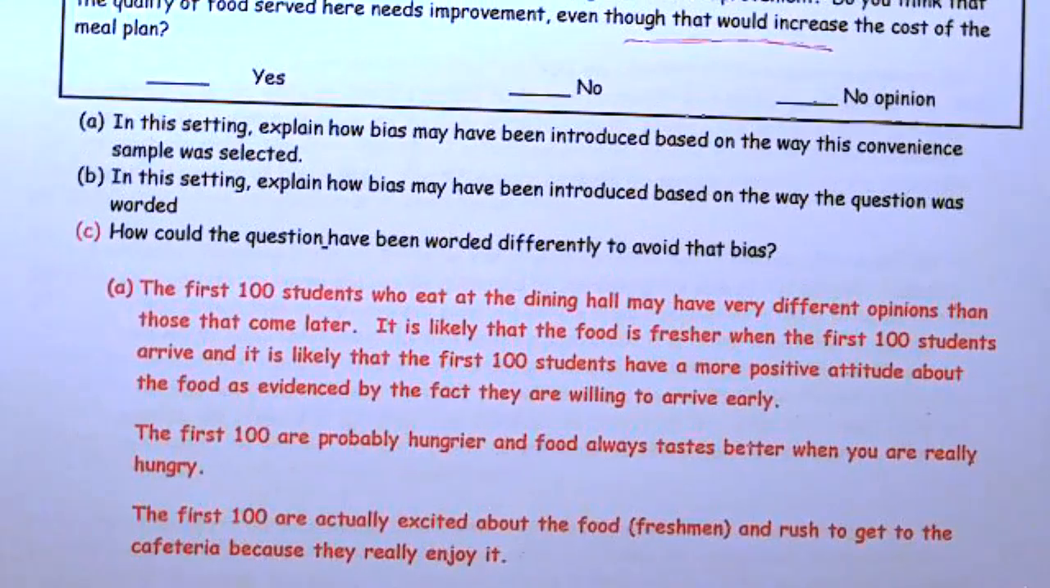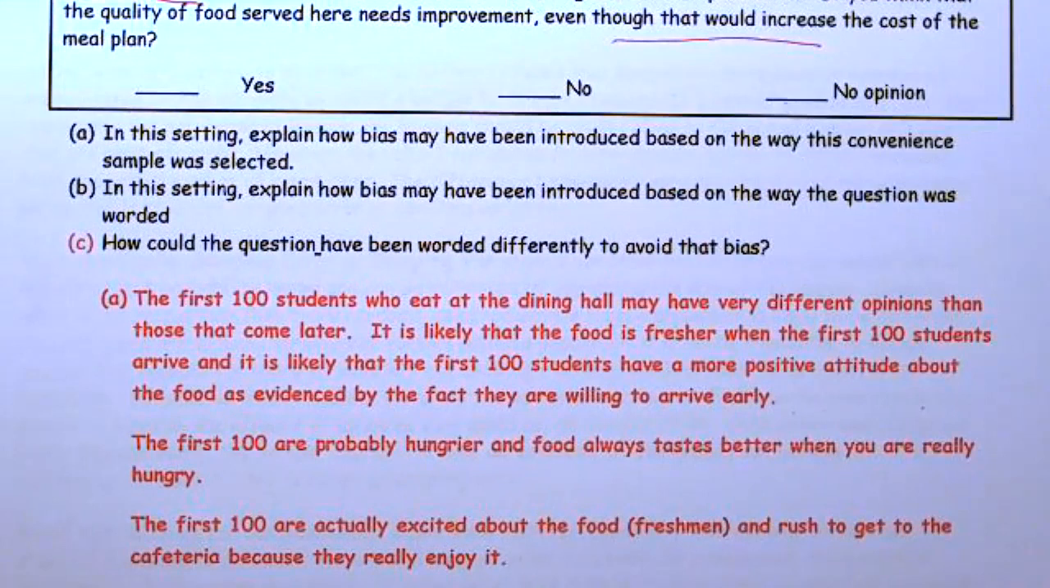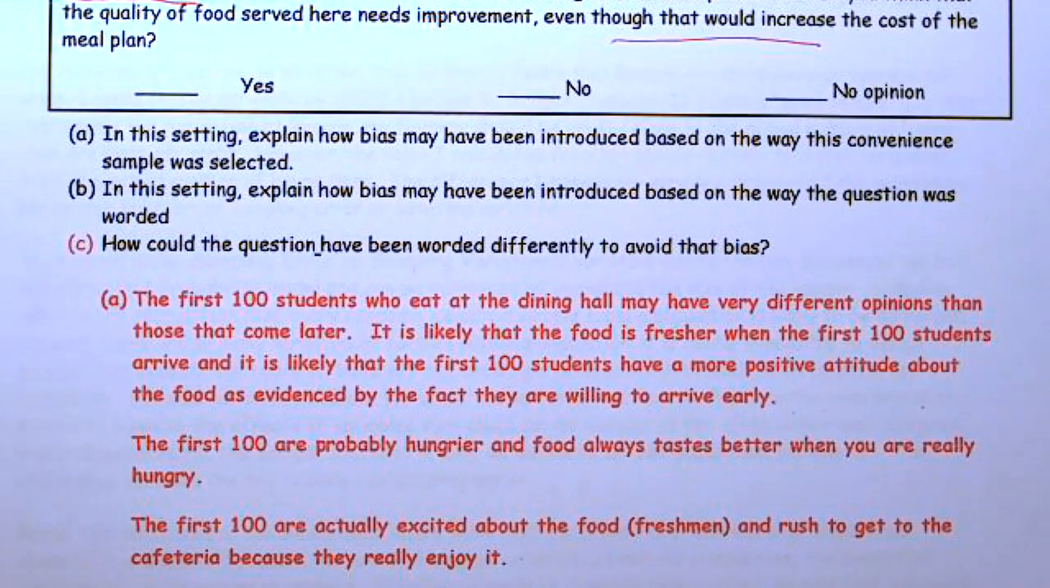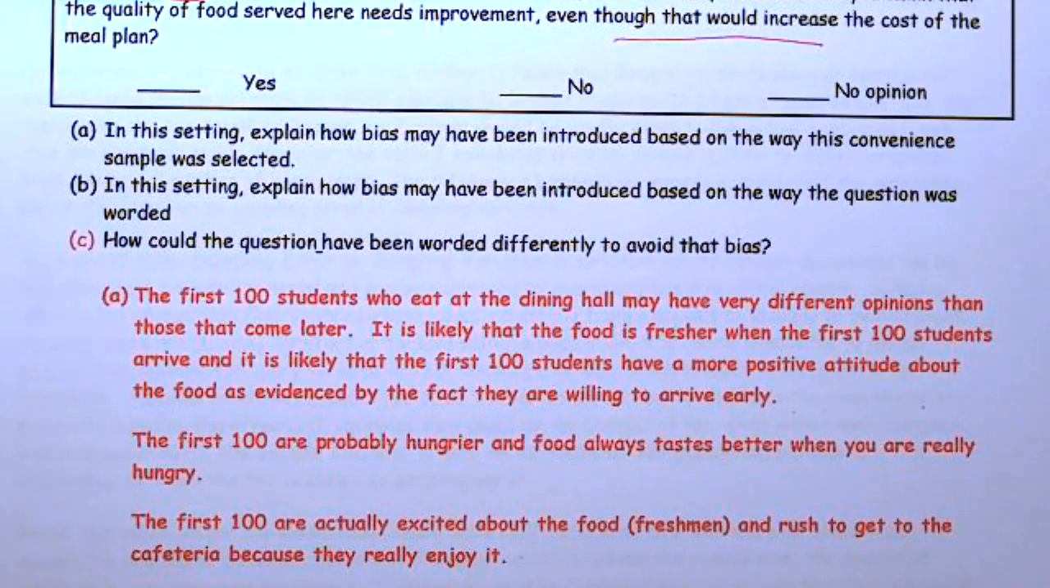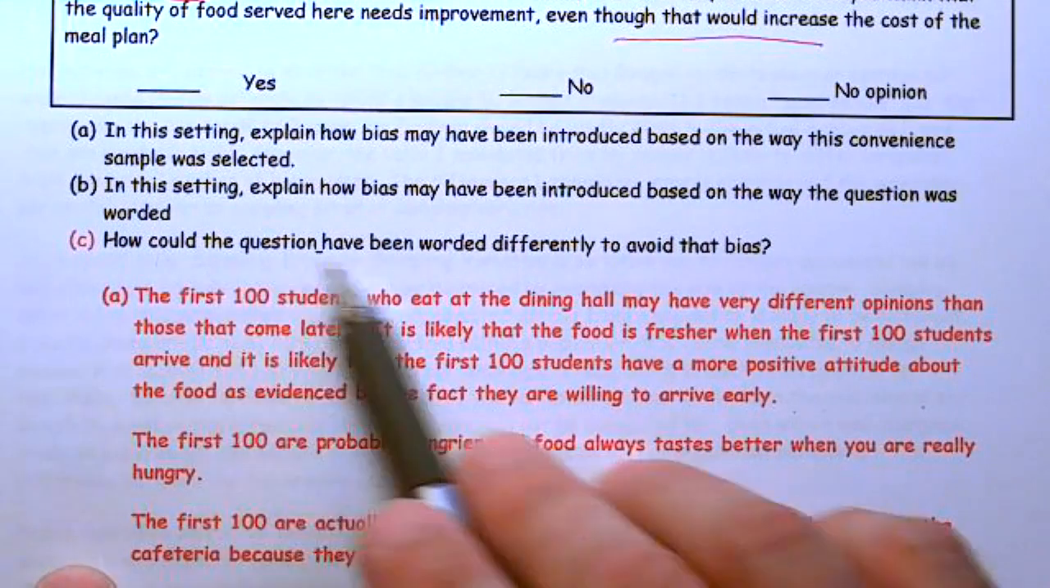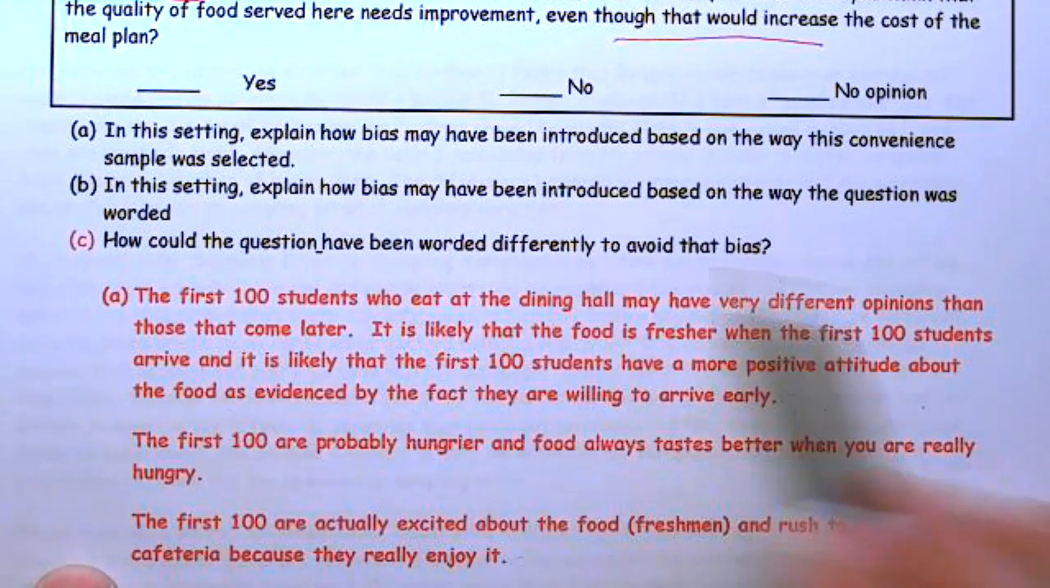and it's like, you know what? I don't like the food, but it's the only food I have. So yeah, I think it needs to be improved, but if it's going to cost me more money, no, I'm going to say no. So once again, I overrepresent those who say not to improve the food, even though they may believe that it needs to be improved. Part C, how could the question have been worded differently to avoid that bias?